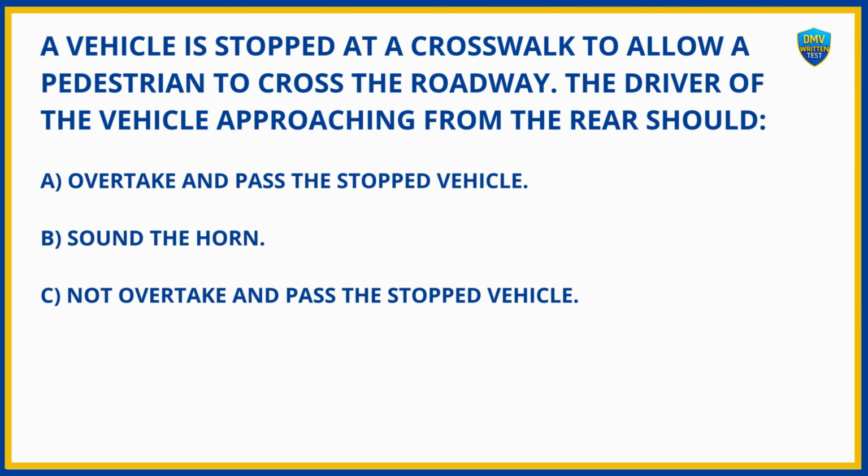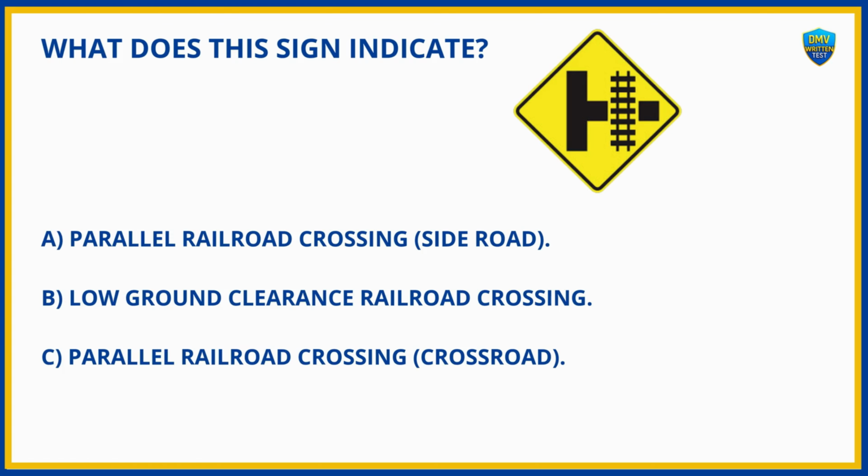And the answer is C. Not overtake and pass the stopped vehicle. What does this sign indicate? A. Parallel railroad crossing, side road. B. Low ground clearance railroad crossing. C. Parallel railroad crossing, crossroad.